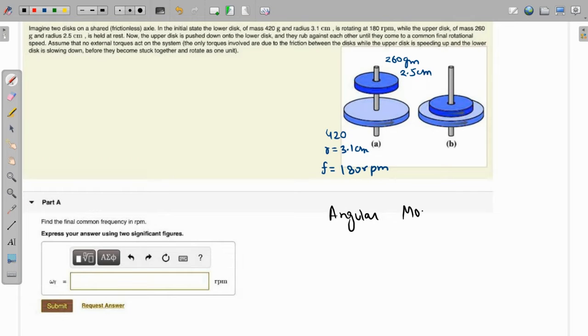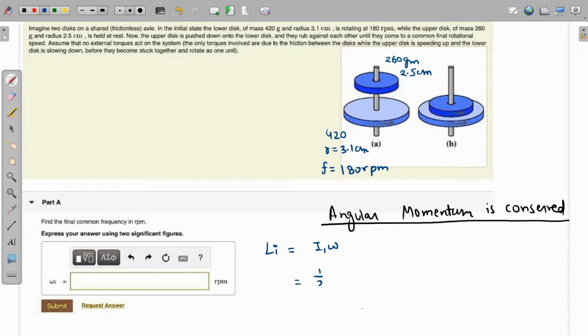Angular momentum is conserved. This means that the initial angular momentum, which was only because of 420 grams, is I omega, or let's call it I1 omega. What is I1? For a disk about its center, the moment of inertia is 1 over 2 mr square, and omega remains as it is.